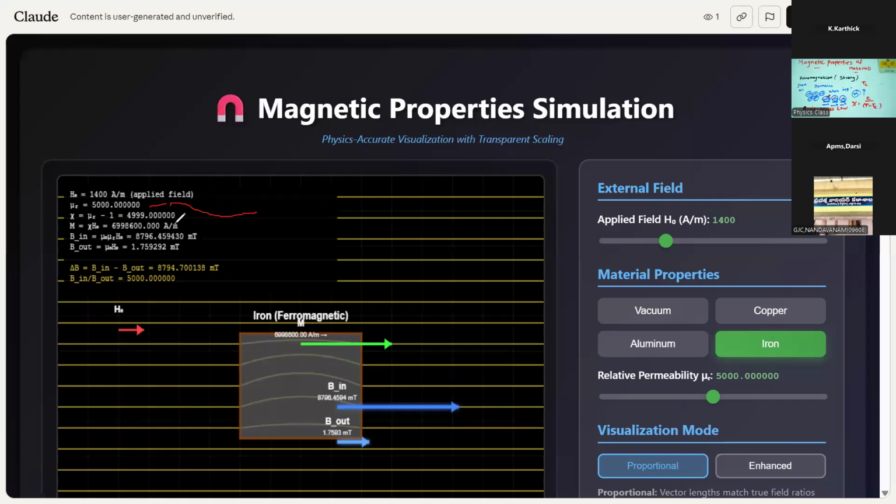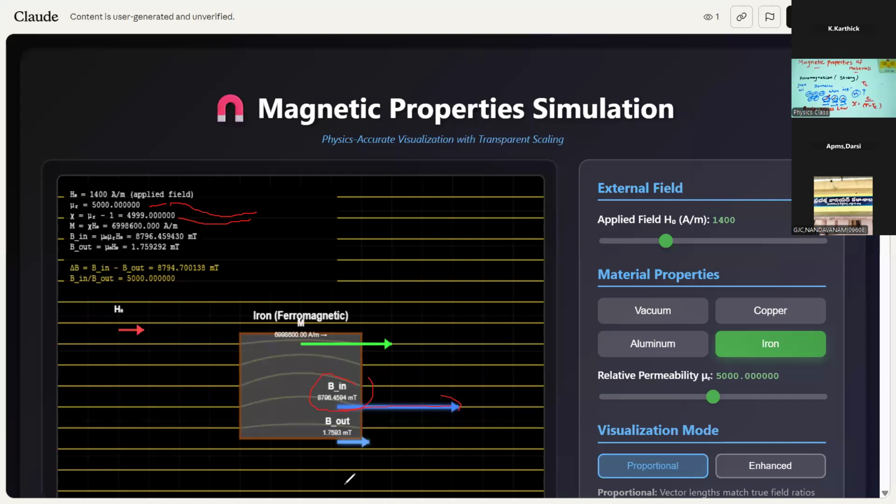And psi is also very high, nearly 5000, 4999. So the material creates a very strong magnetic field inside compared to the outside. That's why the arrow denotes a larger value than the outside field. So B inside is dramatically stronger than B outside. This is why a piece of iron is so strongly attracted to a magnet.